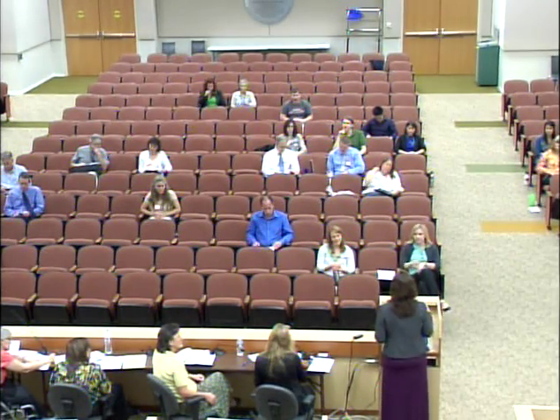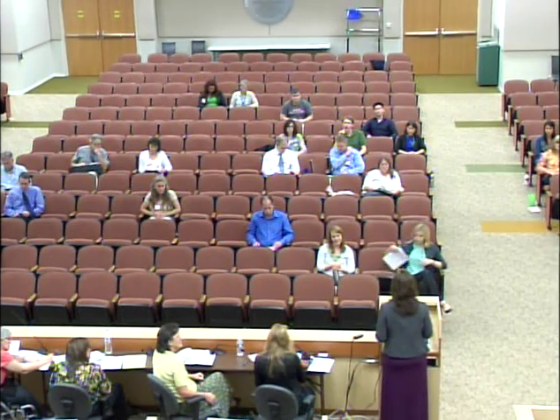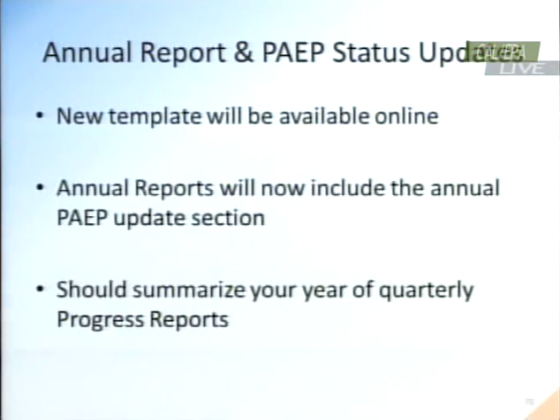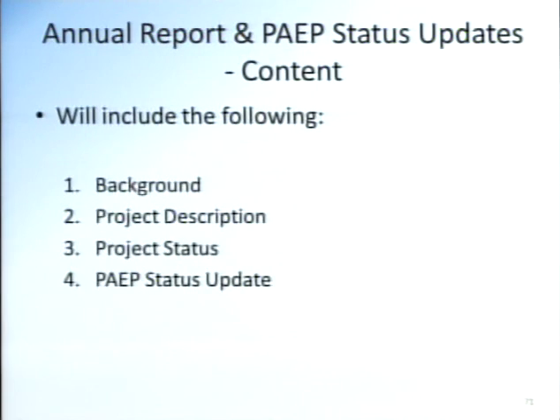So this is your opportunity to summarize all the great things you've been doing throughout the year and provide some pictures, make it look really nice, because some of these, I'm not sure, are these going to go on the web? Yeah, these will be going on the website, available to the public. So make it nice, make it pretty. It's your time to sell your project and say, look what all the good that we did with this money. So in general, the annual report and PAEP status update will have these four main sections.